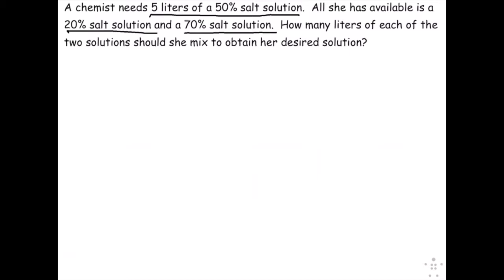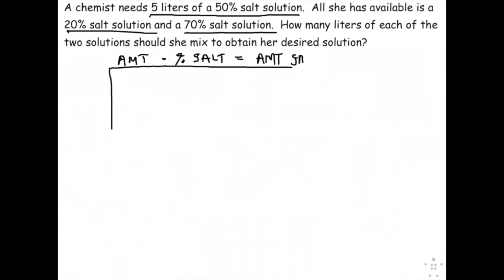So let's create our table, right? And it's always going to be the same: amount times the percent, in this case percent salt, equals the amount of salt, right? Okay. So we wrote our formula across the top.